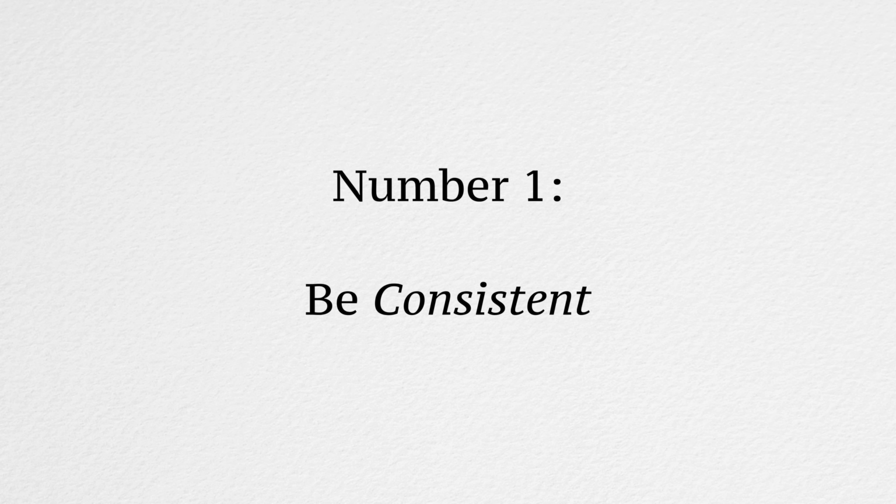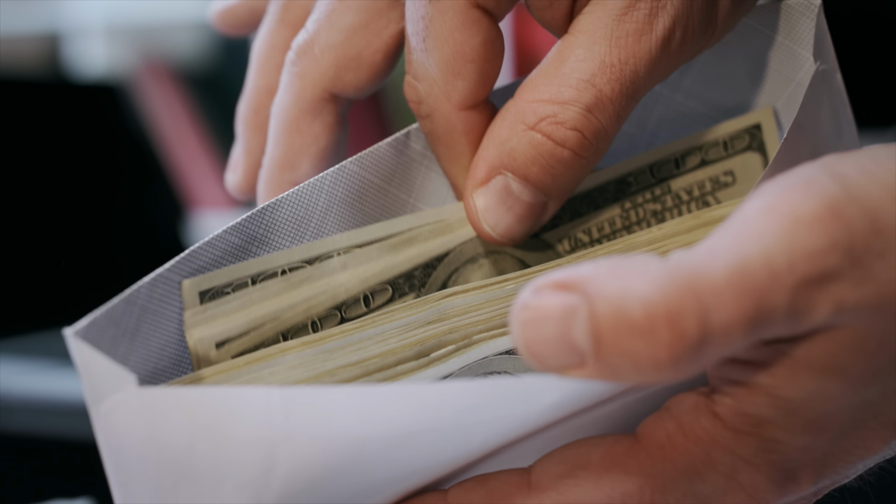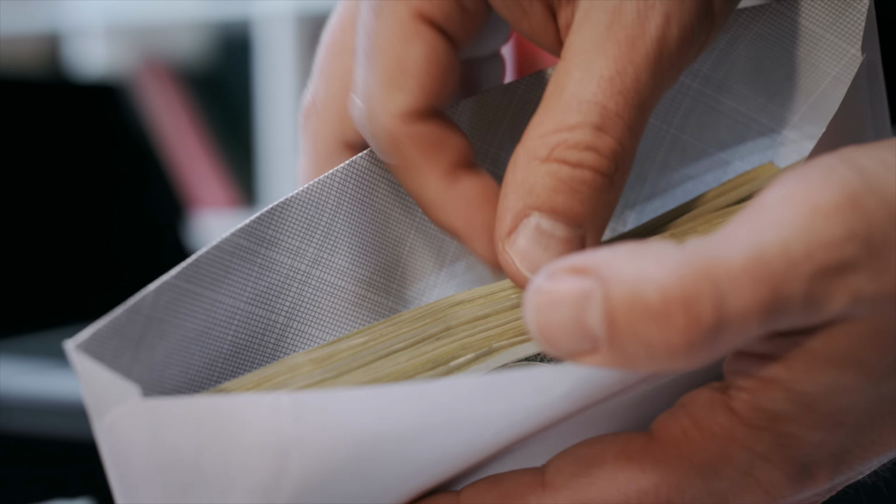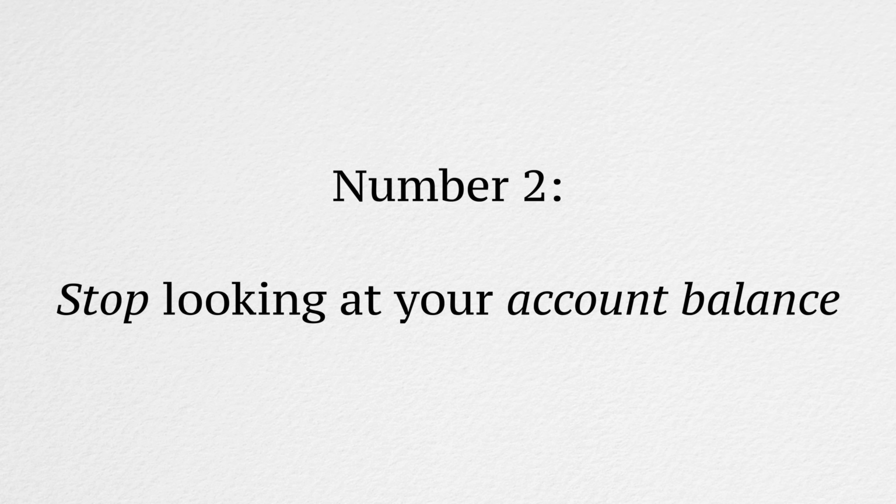Here are some actionable steps to remember for a lifetime. Number 1, be consistent. Make investing a monthly or quarterly priority, putting the same amount of money in every time. Number 2, stop looking at your account balance. It sounds counterintuitive, but really, just don't care. Buy those low-cost index funds, ignore any recent results, and just know you're taking the correct steps to amass wealth over time.